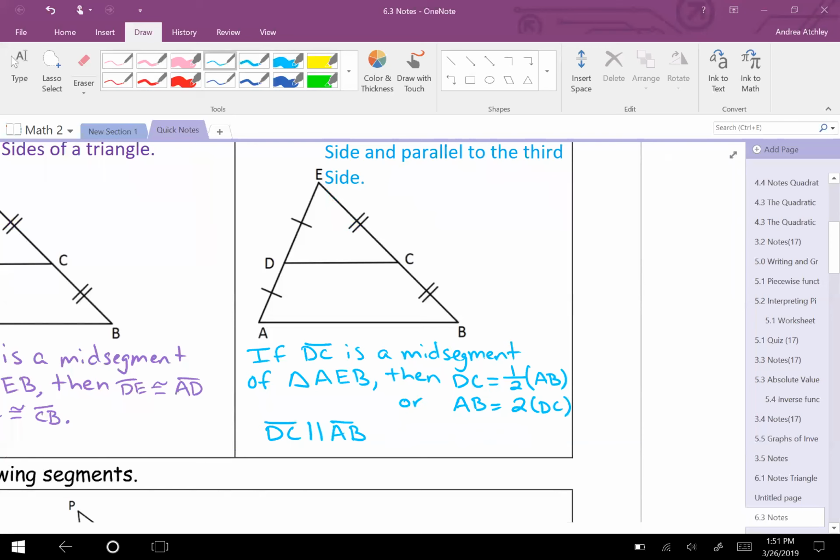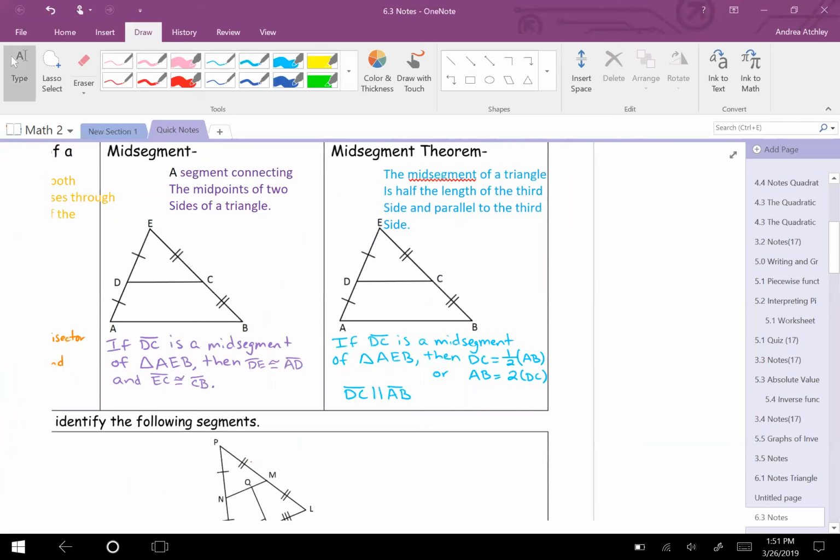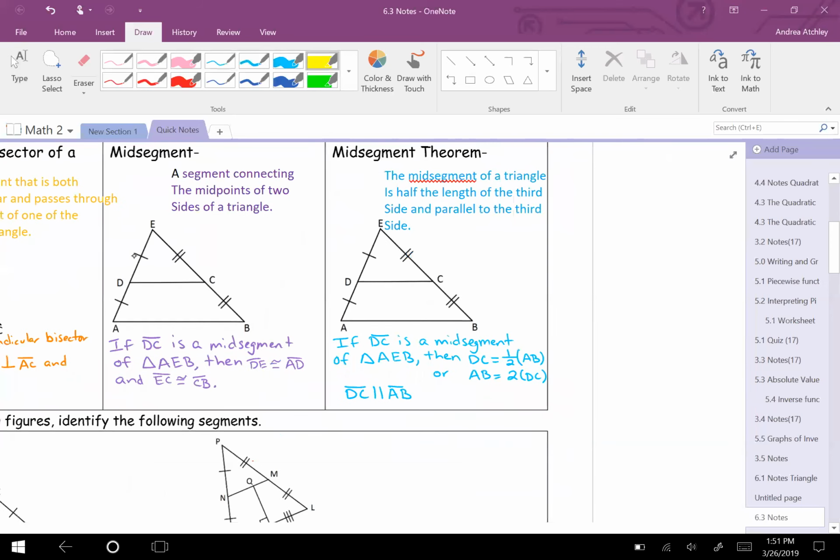And again, for those marks, for both midsegments, you would need to show these sides are congruent to each other and these are congruent to each other. Same on the other one. The two sides are congruent. It cuts it into 2 congruent parts. Okay, any questions over that?